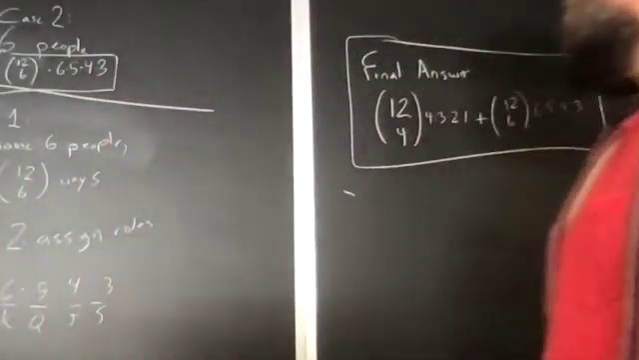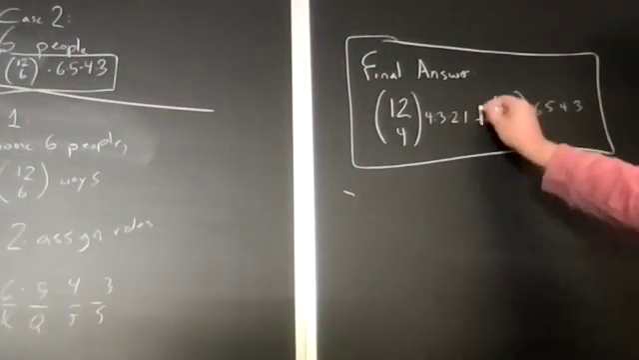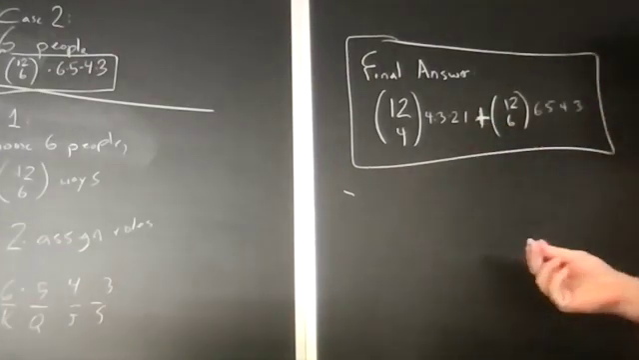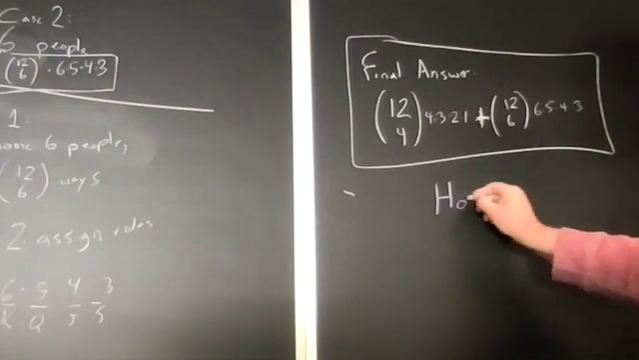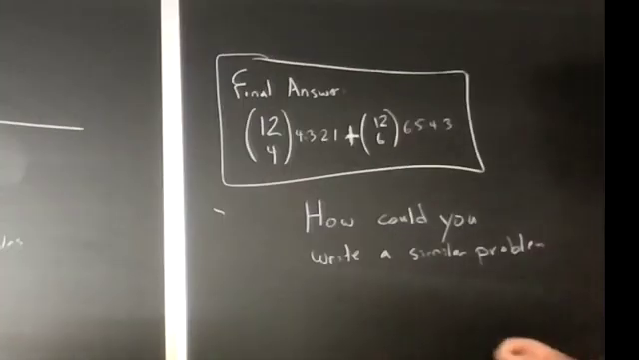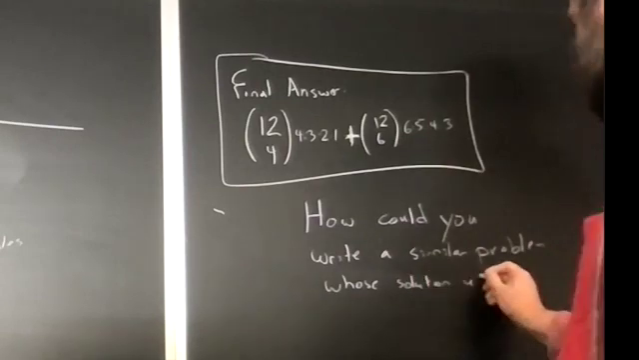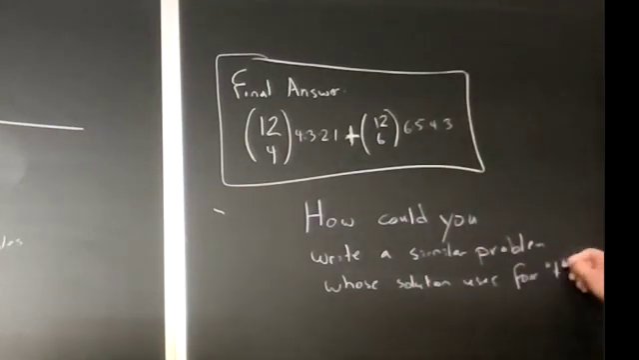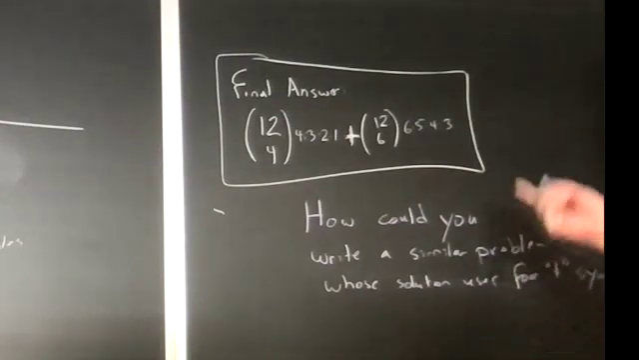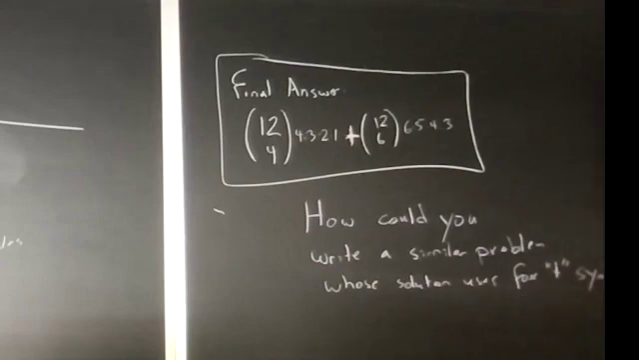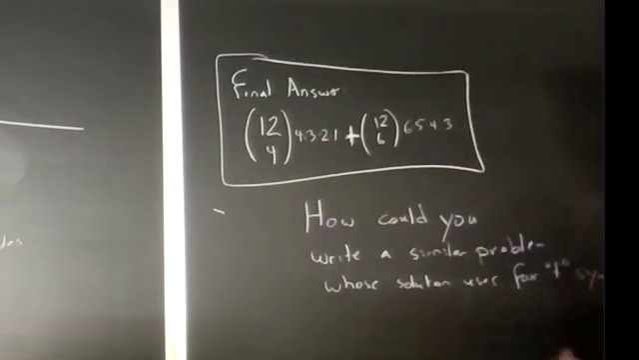So if you're going to try to simplify this, the next question asks, how could you write a similar problem whose solution uses 4 plus symbols? Well, how many plus symbols do we have here? 1. Why do we have a plus symbol at all? There are 2 cases. So what would we do if we wanted 2 plus symbols? 3 cases. How could you get there to be 4 plus symbols?